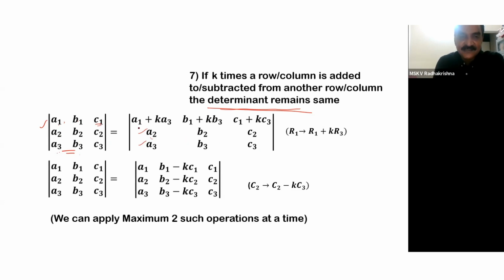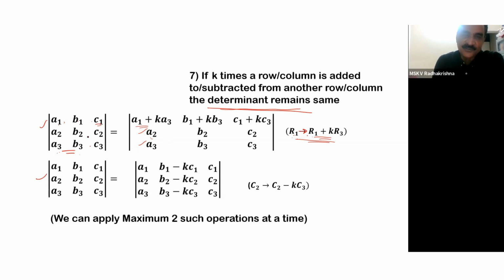And this operation is represented like this: R1 changes to R1 plus kR3. You have added k times of R3 to R1. So this is the operation done, and here R1 is changed. R1 changes to R1 plus kR3. All right. The value of the determinant remains the same.